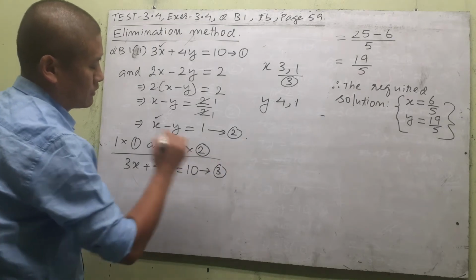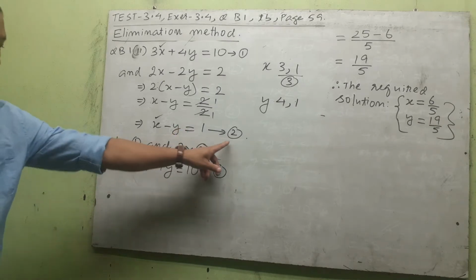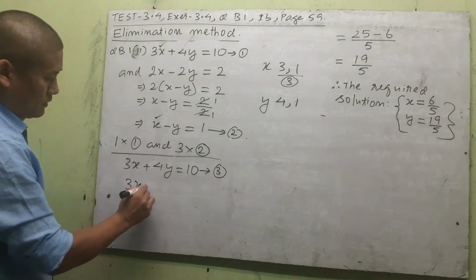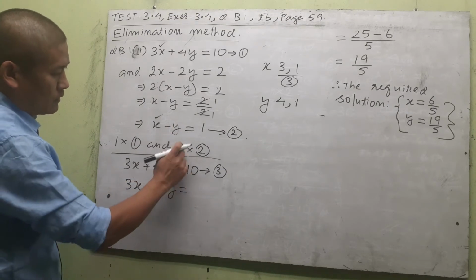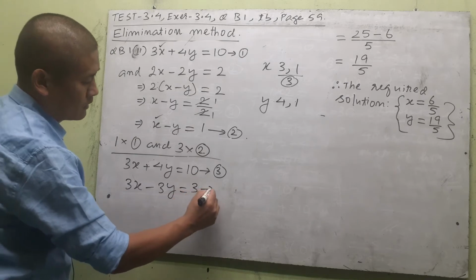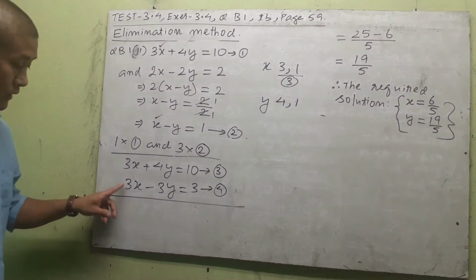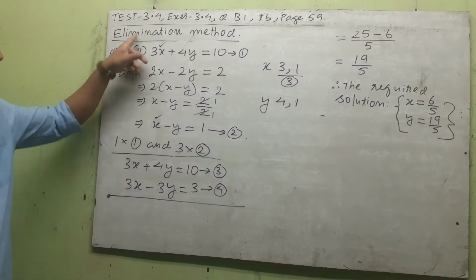Let us put this as equation 3. Next, 3 will multiply all these 3 terms of equation number 2. So 3 into x, 3x. 3 into y, 3y. 3 into 1, 3. So that way we have got the x coefficients equated, meaning equal in absolute value, 3 and 3. So we can now eliminate.